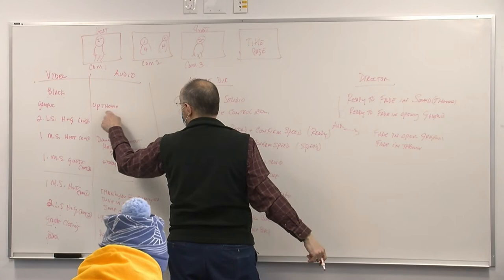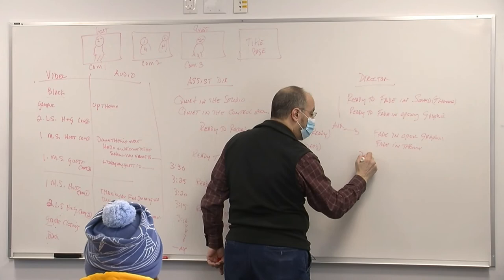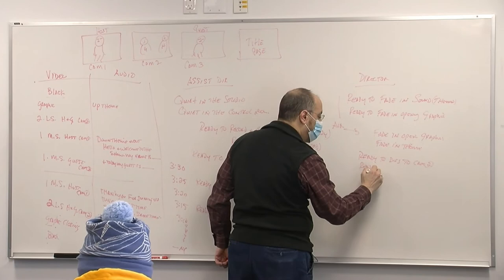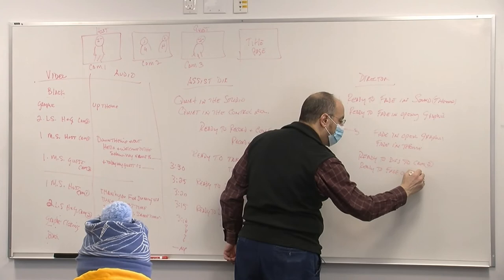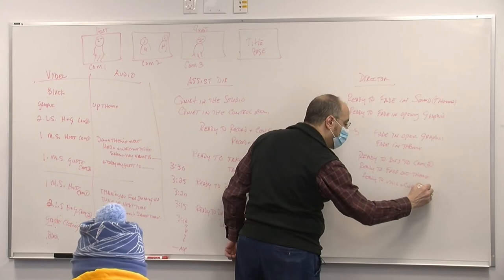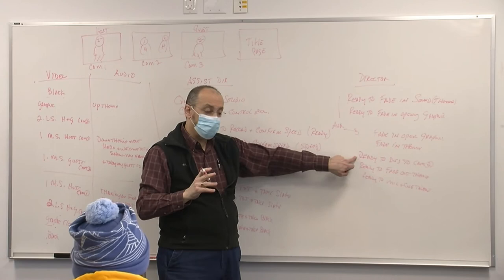So ready. Notice I'm writing it in spaces. Ready to dissolve to camera two. Ready to fade out theme. Ready to mic and cue talent. They're all just ready commands, so say them clearly and crisply. Ready to dissolve to camera two, ready to fade out theme, ready to mic and cue talent.